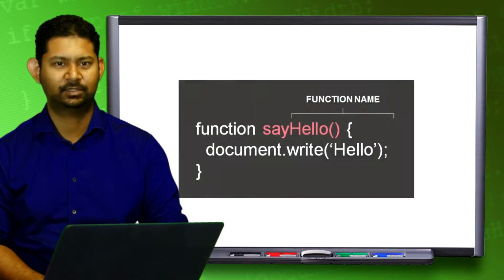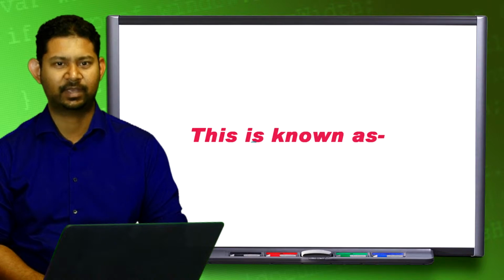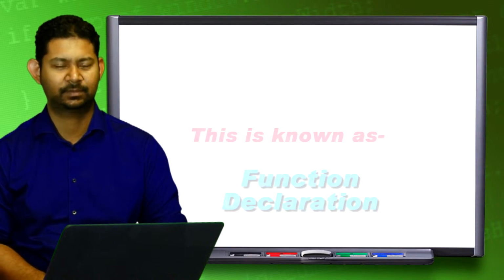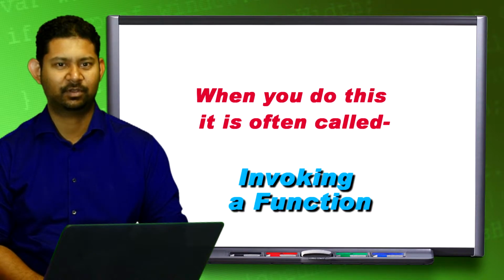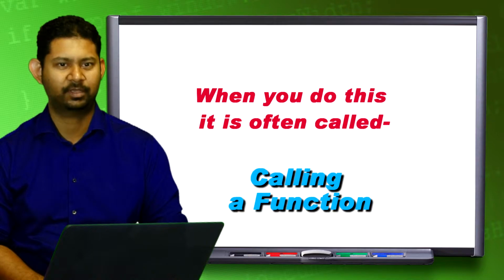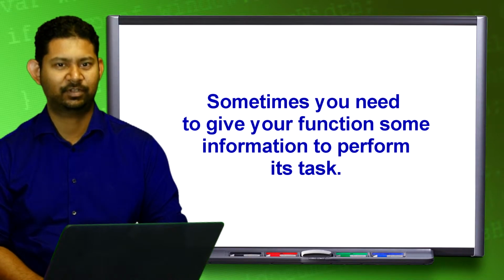To create a function, you will need to give it a name and write some statements for it to achieve its task. These statements will go inside the curly braces. This is known as a function declaration. Once you have declared the function, you can execute all the statements in between its curly braces with a single line of code. When you do this, it is often called invoking a function, calling a function, or executing a function. Sometimes you need to give your function some information to perform its task.